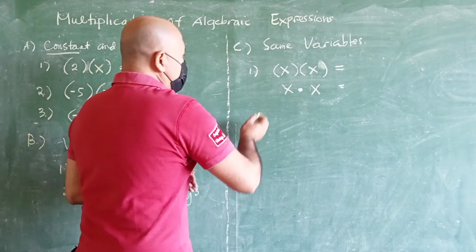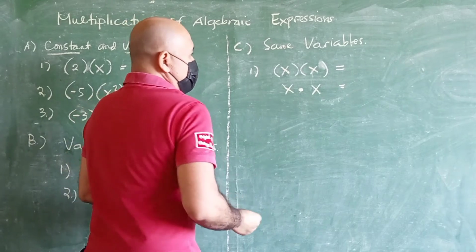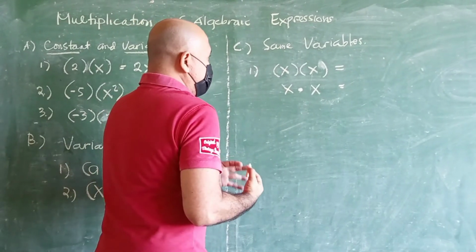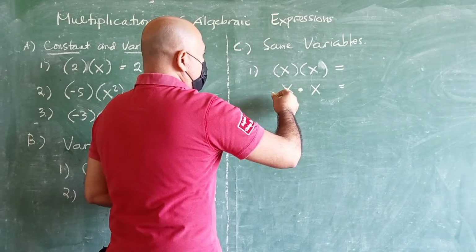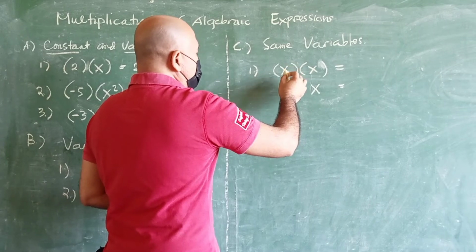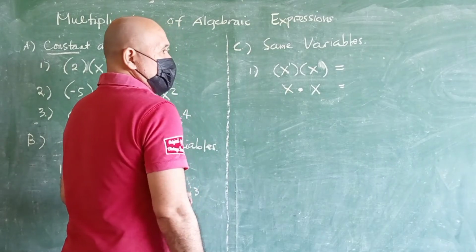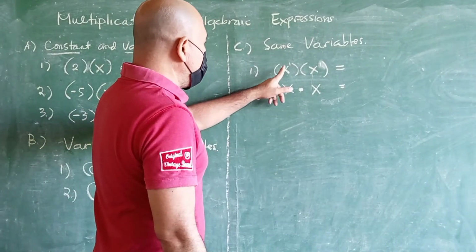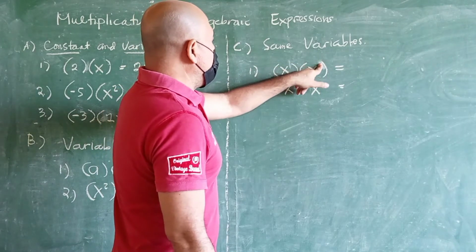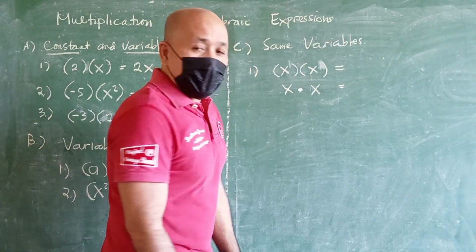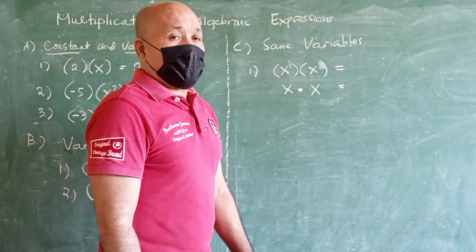So the question now is, what is the result when we multiply the same variables? For this case, any variable is always considered and understandable to have positive 1 as its exponent. The exponent is omitted because it is always understood that the positive 1 exponent is there.